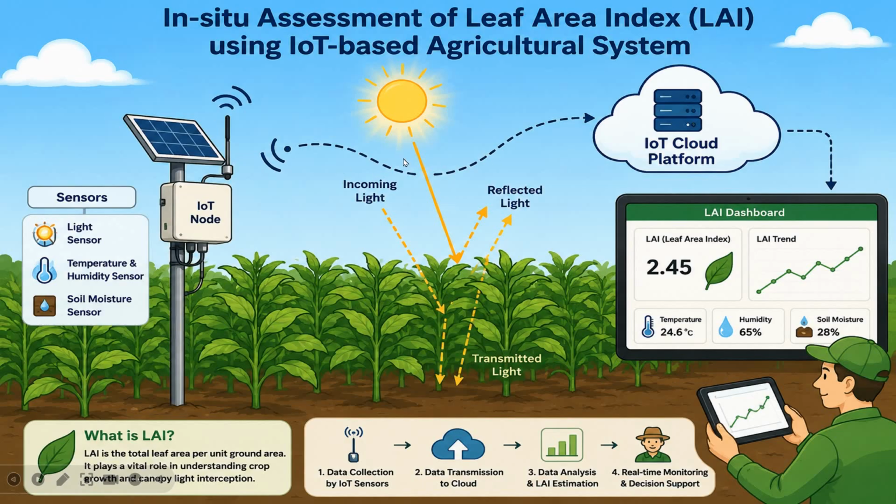Here in this image you can see the IoT-based agricultural system for in-situ assessment of leaf area index, which is an important parameter used to evaluate the crop growth and canopy density. The LAI represents the total leaf area per unit ground area and helps determine how much sunlight is intercepted by plant leaves.